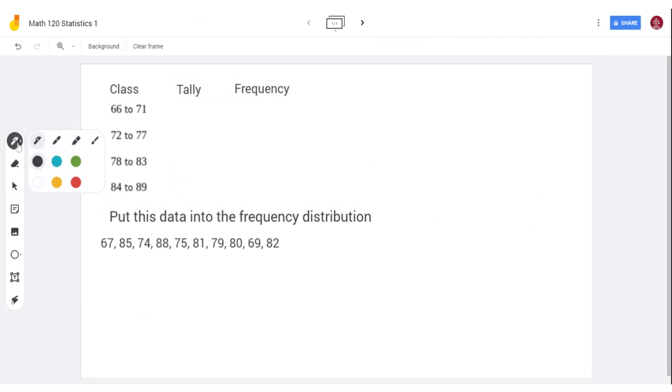So 67 would go in that one, so I'm going to put a line there and then mark it out. 85 would go into this one. 74 is going to go into that one. 88 is going to go here. 75 is going to go there. 81 is going to go here.